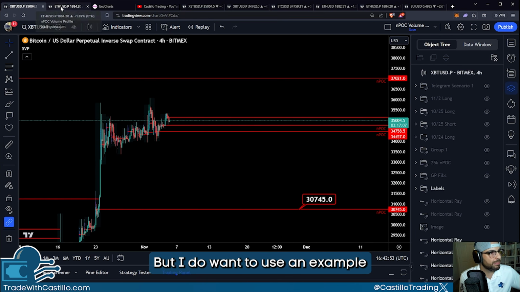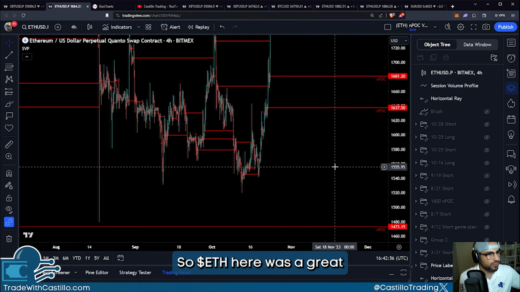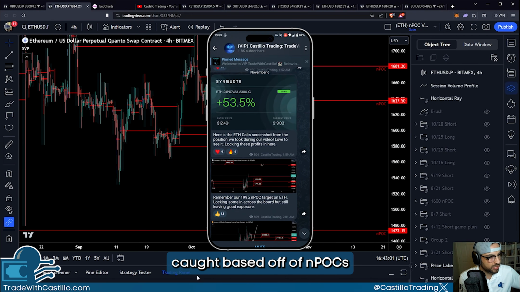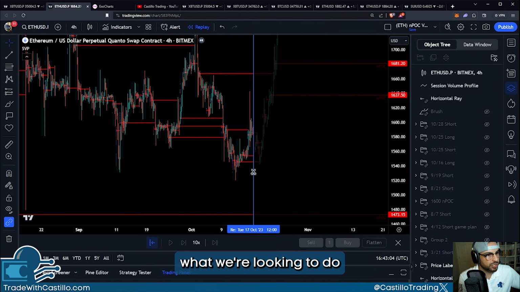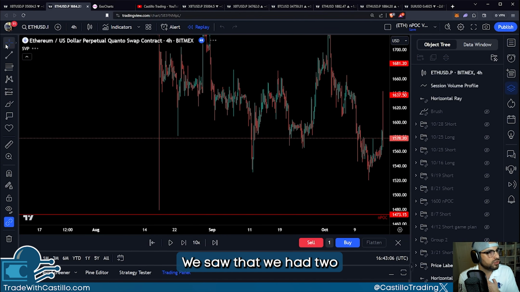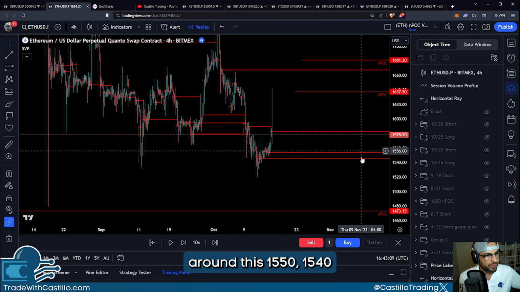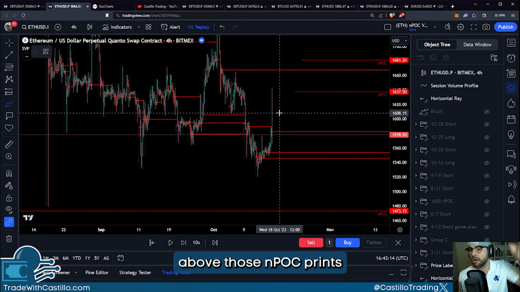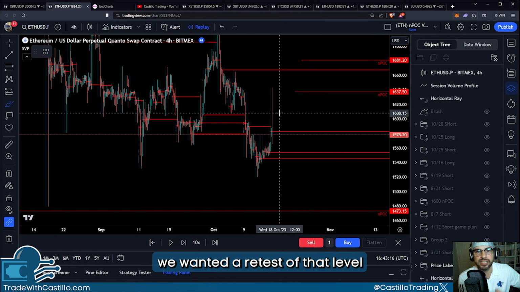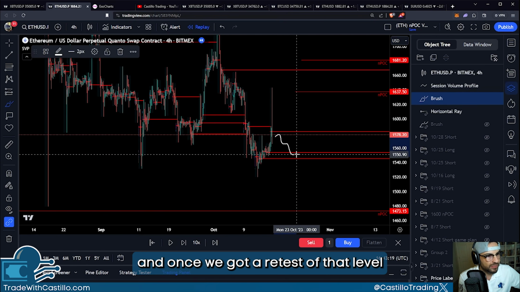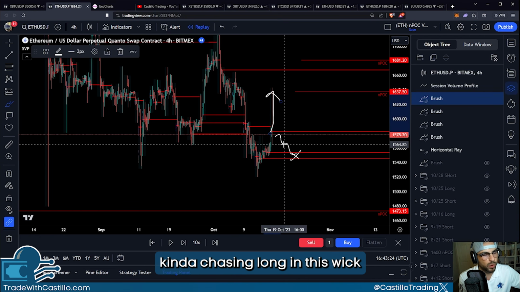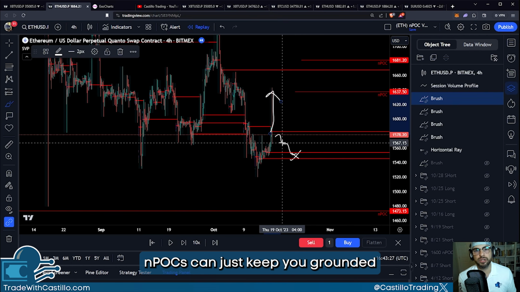But I do want to use an example on Ethereum. So Ethereum here was a great bid that a lot of my members caught based off of nPOCs, and this is exactly what we're looking to do. If we go to replay, we saw that we had two nPOC prints down at the bottom around this 1550, 1540, and when price action extended above those nPOC prints, we wanted a retest of that level. And once we got a retest of that level, that's where we wanted to long, right? So while a lot of people are chasing long in this wick, nPOCs can keep you grounded to have a game plan and have patience for that game plan to unfold.